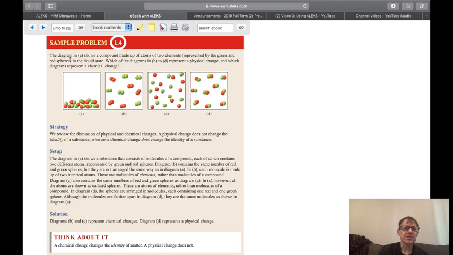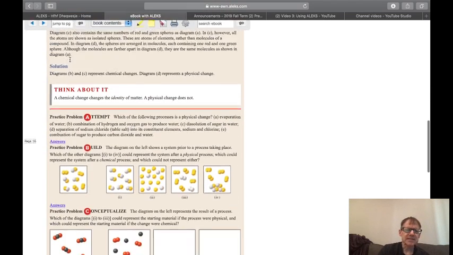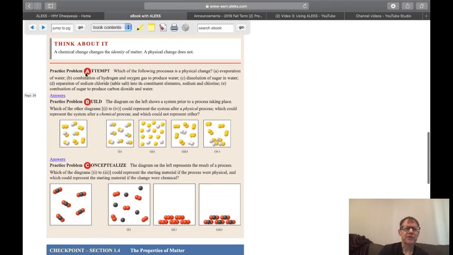So if you take a look at this, for example, the diagram in picture A shows a compound made up of atoms of 2 elements represented by green and red spheres in the liquid state. Which of the diagrams B to D represent a physical change, and which diagram represents a chemical change? Okay, so you can read through the strategy and the setup and get an idea, and then you can do your practice problems. So practice problem A, practice problem B. The answers are clickable right there. It's going to tell you what the correct answers are.